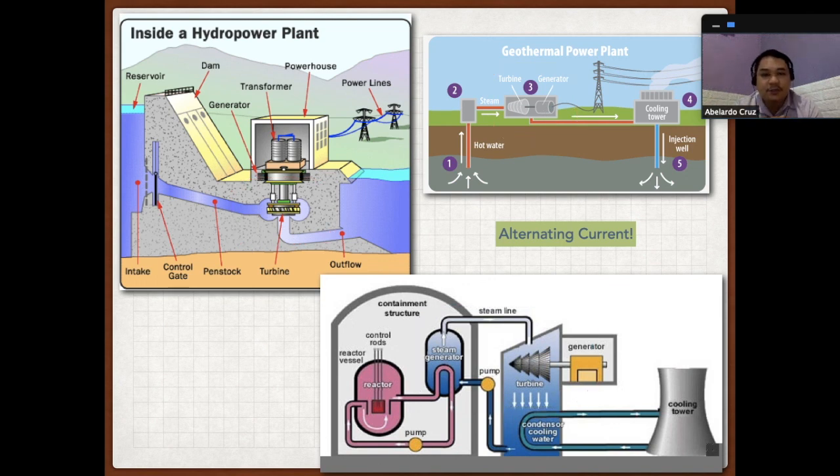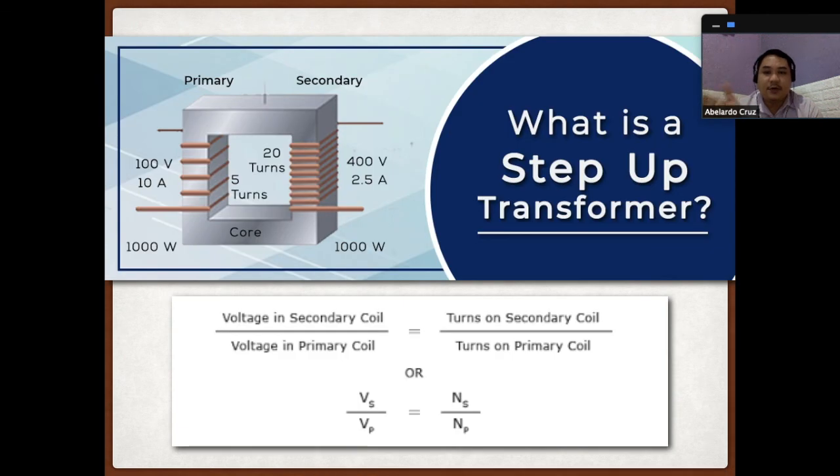Now, I want you to notice also that there is what we call a transformer. What is a transformer? We have two types of transformer: the step-up transformer and the step-down transformer. A transformer is simply wire being coiled around a magnet, and it depends on the number of turns, which varies the voltage.